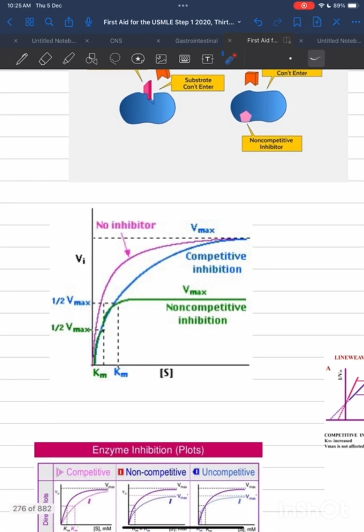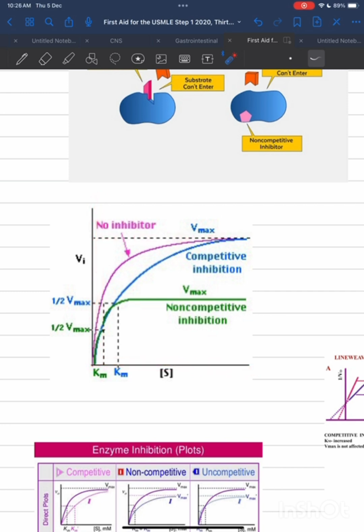And we will see this graph, Michaelis-Menten's graph. Okay, this is the normal graph with no inhibition. Here we have Vmax. This is the maximum velocity. First, this is velocity and this is substrate concentration. Okay, so this is the maximum velocity.